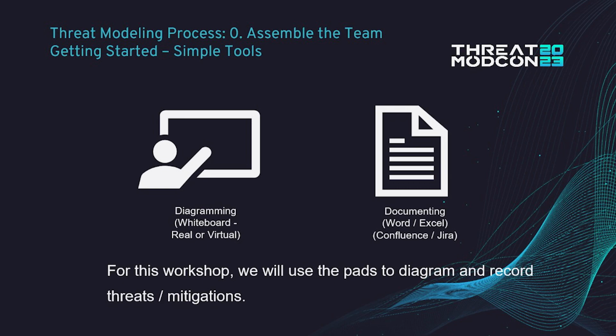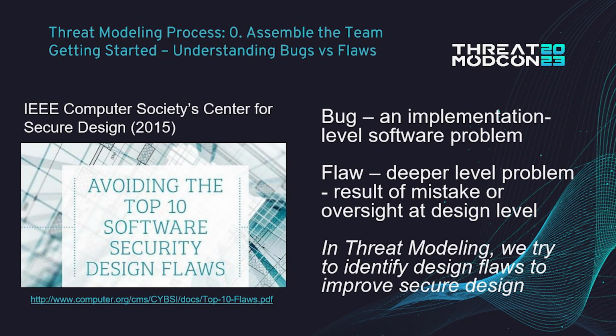Okay, so just a quick aside, there's a paper that came out a few years ago in 2015, Avoiding the Top 10 Software Security Design Flaws. Very interesting paper. It talked about some of the most common things like don't roll your own cryptography. Be sure you understand the difference between authentication and authorization, all kinds of things like that. It's really, really good stuff. The key thing that it really pointed out to folks is that you need to understand the difference between a bug and a flaw. A bug is an implementation level software problem, and a flaw is a deeper level problem, which is typically the result of a mistake or oversight at the design level. So design problems. And really in threat modeling, that's what we're focused on. We're really trying to look for design flaws, secure design flaws.